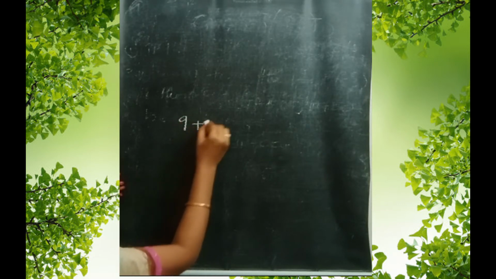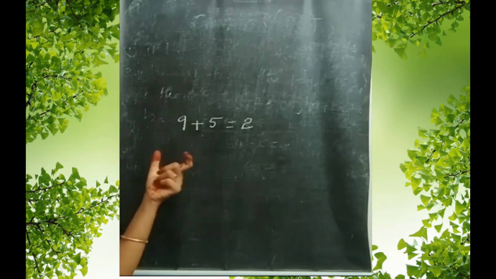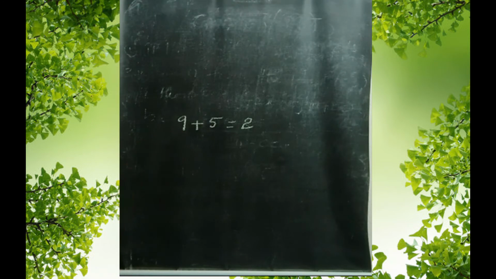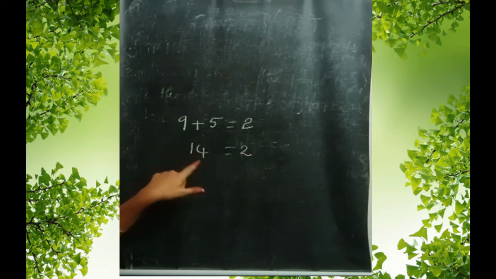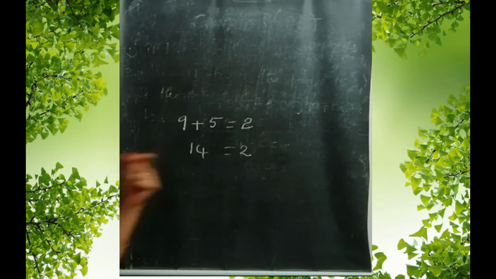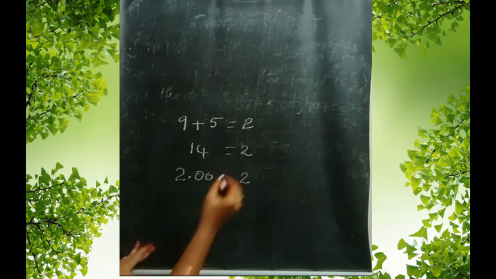So in the before section I asked one general question. To see the before section, you can click this icon, and from that you can see the before section video. In the before section I asked this: 9 plus 5 equals 2. To prove this, 9 plus 5 means 14. In the railway clock time system, 14 is nothing but 2 o'clock. That equals 2.